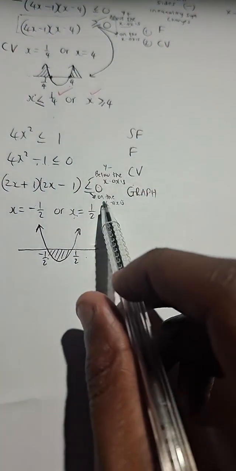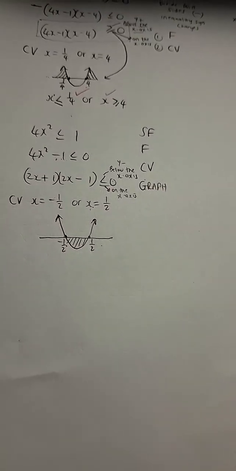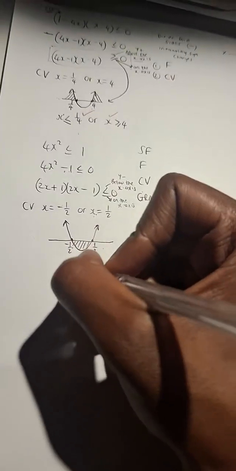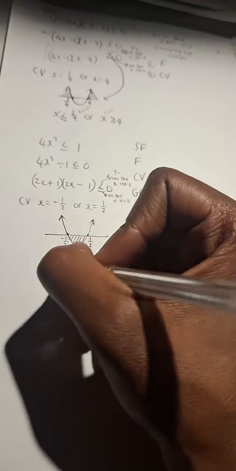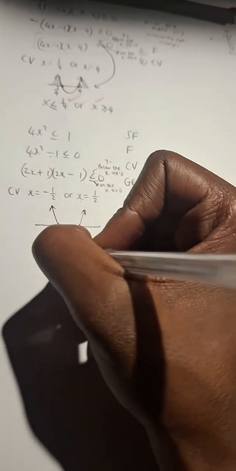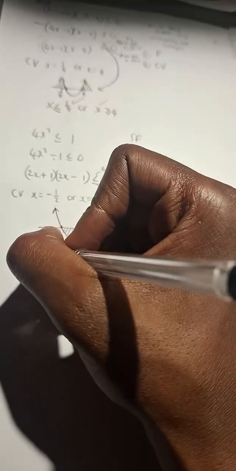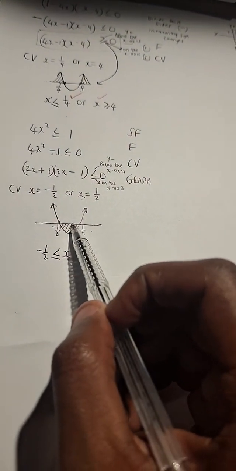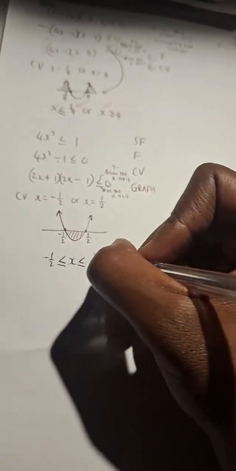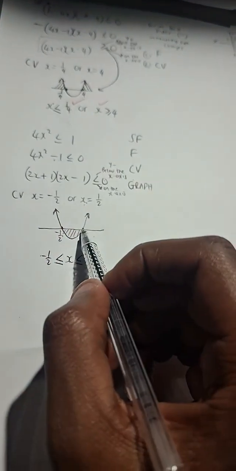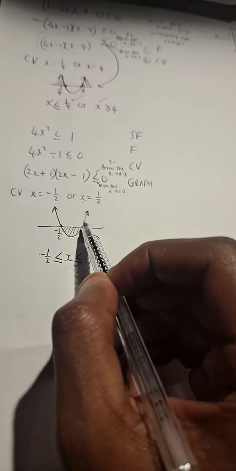Okay, where is on the x-axis? It is exactly on the critical values. So how do we write this answer? X is in the middle. X is greater than or equal, as we read it like this, x is greater than or equal to negative half. Think about it. X is greater than or equal to negative half, but x is less than or equal to half. X is less than but also equal to half.